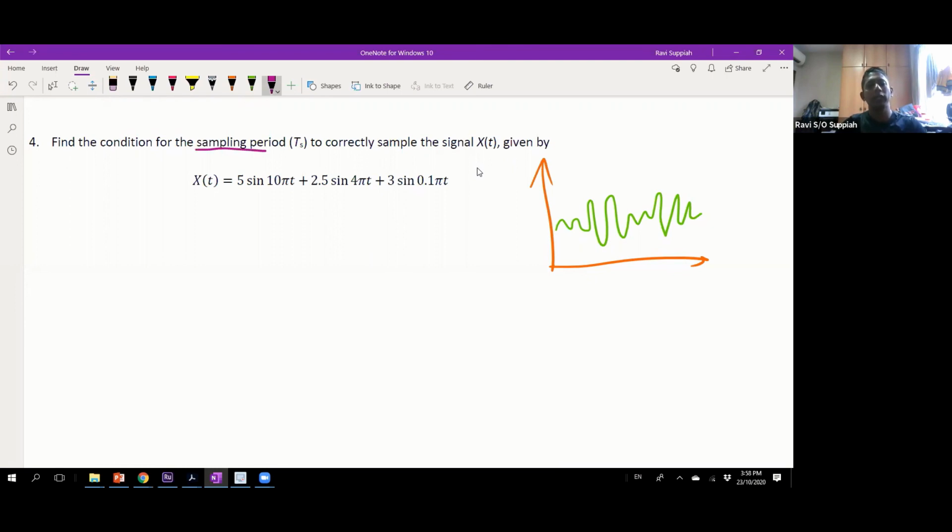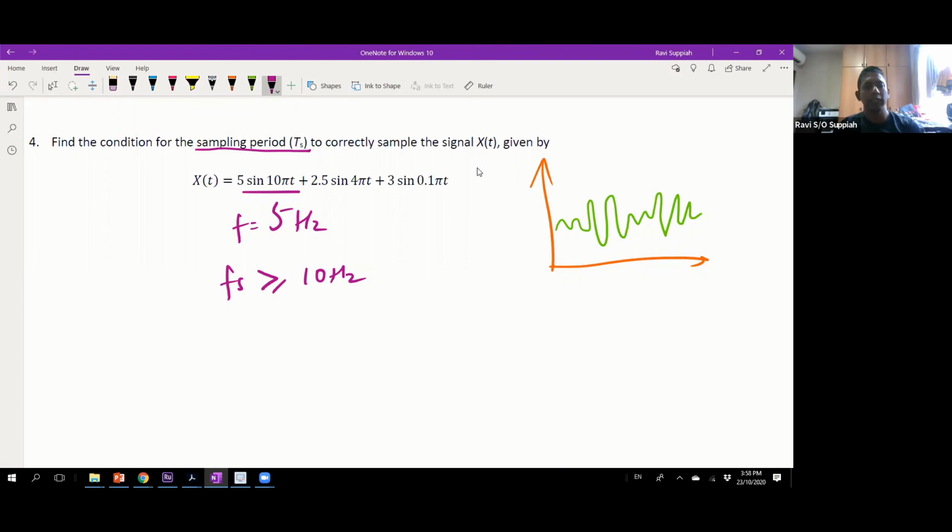or the sampling period, I need to make sure I look at the highest frequency. So in this case, the highest frequency is this. The frequency is 5 hertz, sorry, the frequency is 5. Because this is 2 pi, it means your sampling frequency must be greater than or equal to 10 hertz.